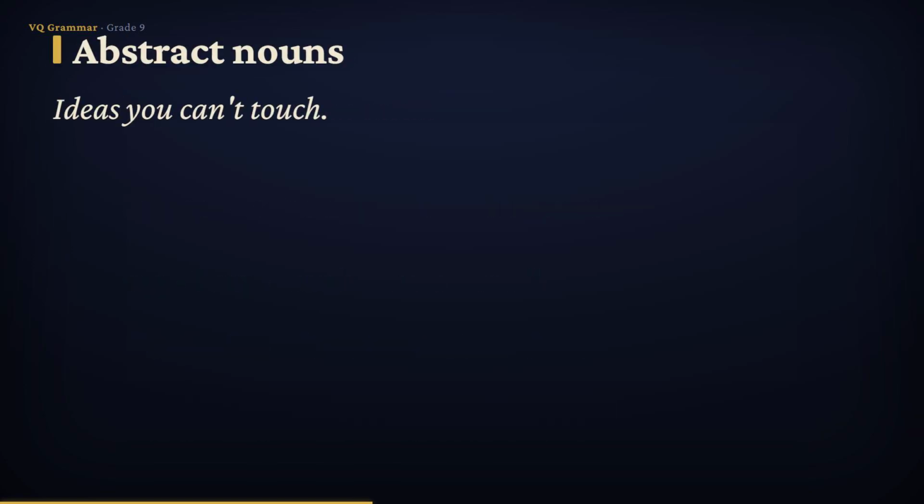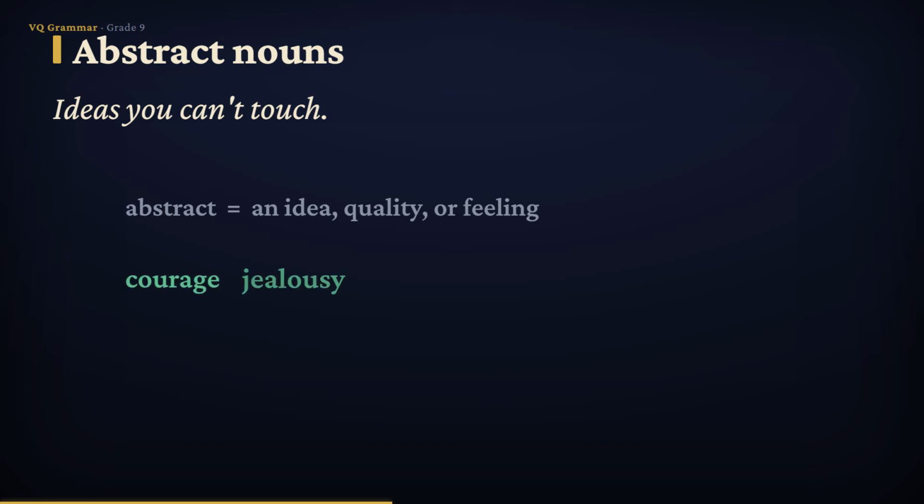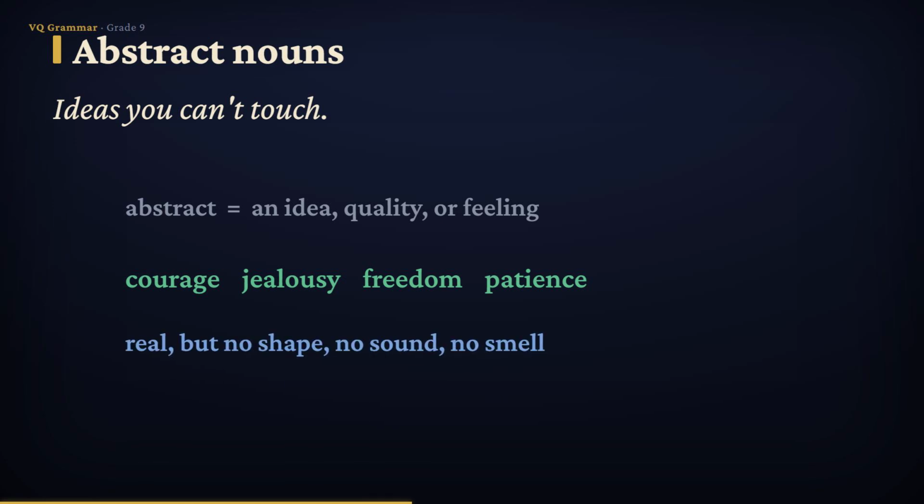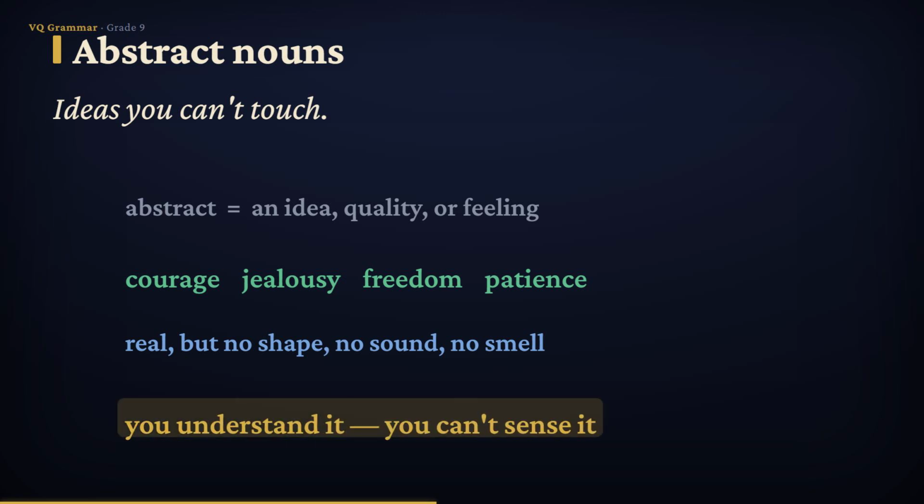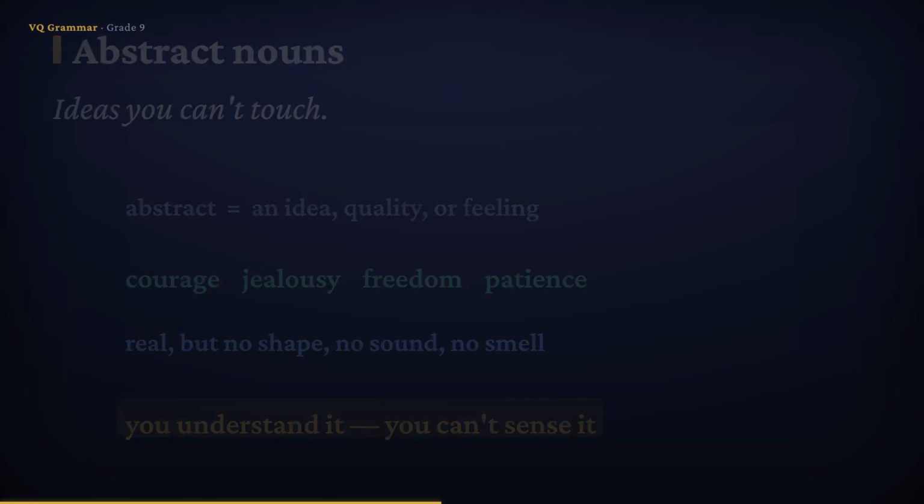Abstract nouns are the opposite. An abstract noun names an idea, a quality, or a feeling. Something real, but with no physical form. Courage, jealousy, freedom, patience. You can't put any of those in a box. They have no shape, no sound, no smell. You know them, you feel their effects, but no sense can actually touch them. That's the mark of an abstract noun. You understand it, yet you can't sense it directly.